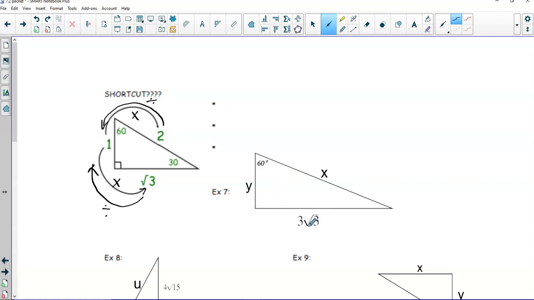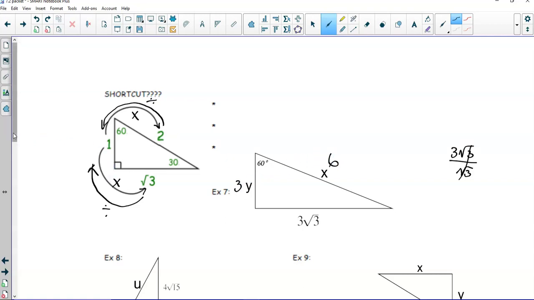So for example, here, I'm here. I want to go backwards, so I want to divide by the square root of 3. So if I take 3 square root of 3 and divide it by the square root of 3, that means y is 3. Now that I have y, I'm here. I want to go to the hypotenuse. I want to multiply, because I'm going in that direction. So I'm going to multiply by 2. So what is 3 times 2? 6. So notice it's double.